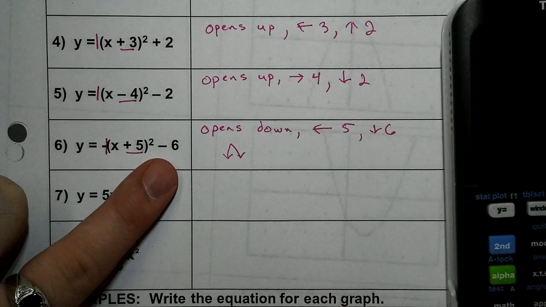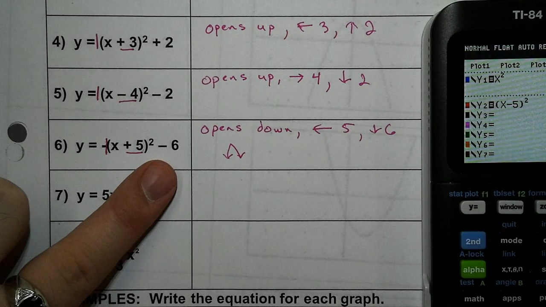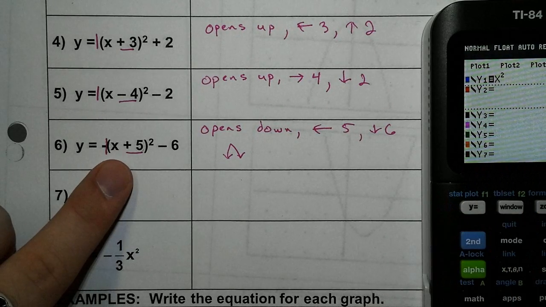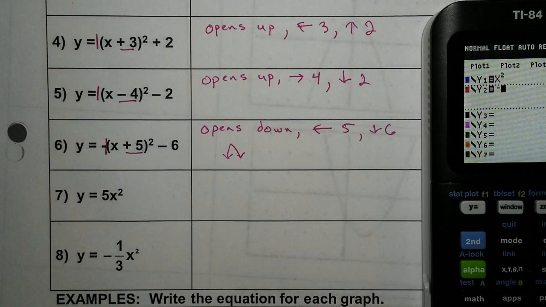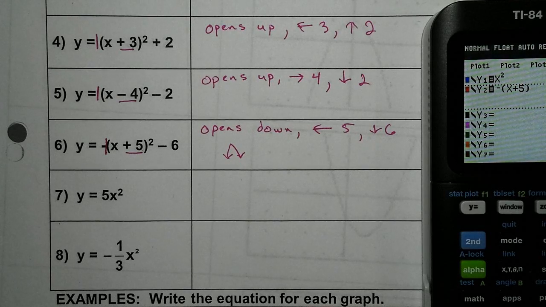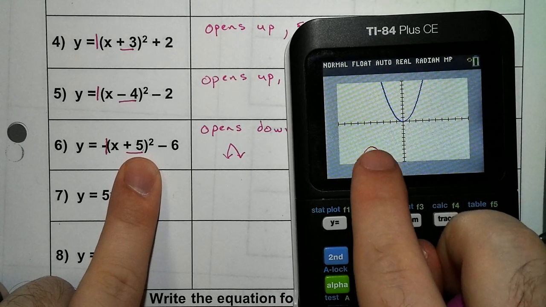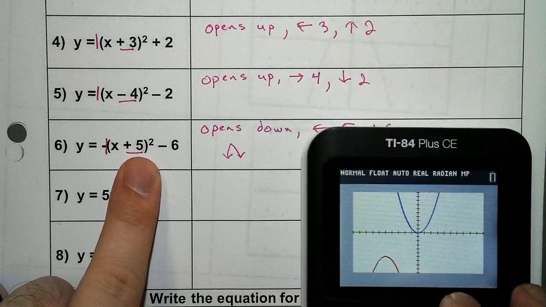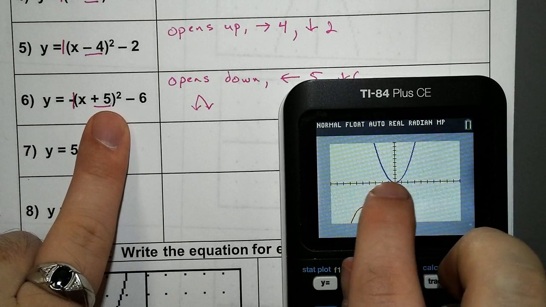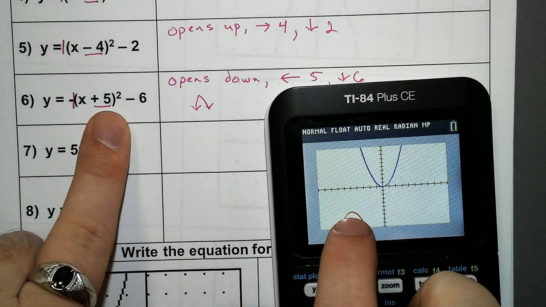Now, if you're not sure, you can always go to your calculator, go to your y equals. I would type in x squared as my first one, and the second one, the new equation. So negative parentheses x plus 5 close parentheses squared minus 6. Type it in exactly as it's written, then hit graph, and you see that the red line, it opens down, and we move 5 spaces to the left, 1, 2, 3, 4, 5, yeah, and 6 spaces down, 1, 2, 3, 4, 5, 6.